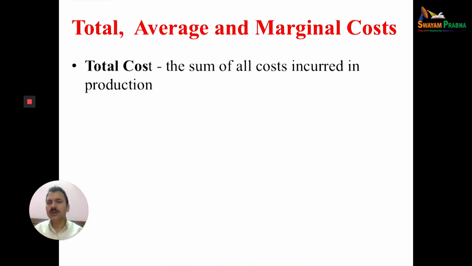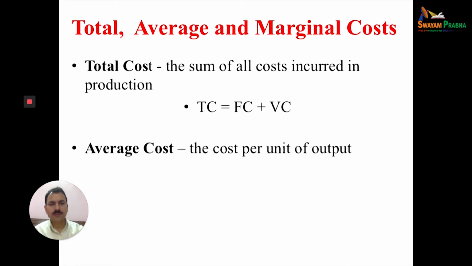Total cost is the sum of all costs incurred in the production. Total cost means all costs incurred in production. TC is equal to FC plus VC. FC means fixed cost, VC means variable cost. So total cost is equal to fixed cost plus variable cost.